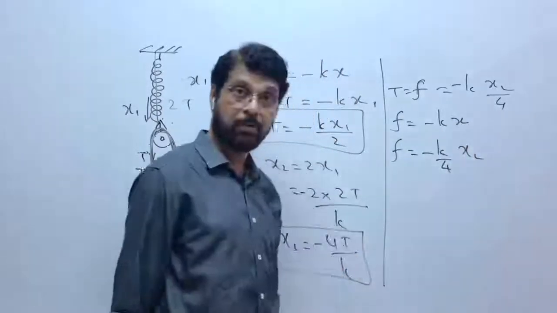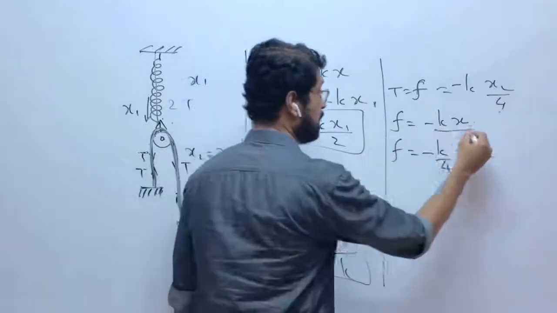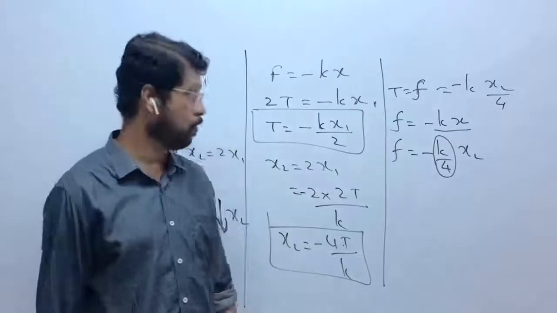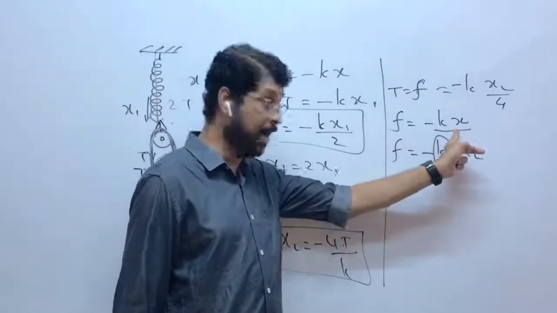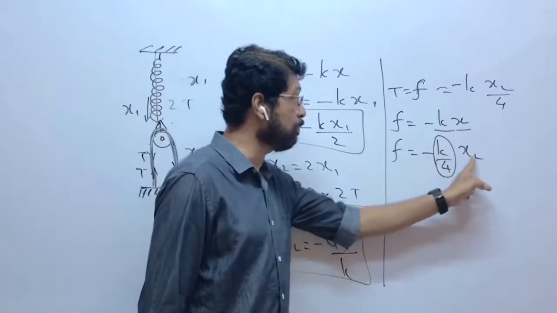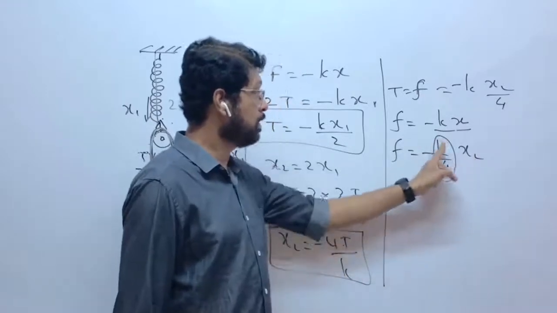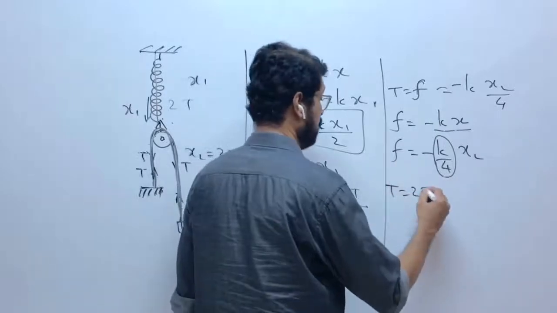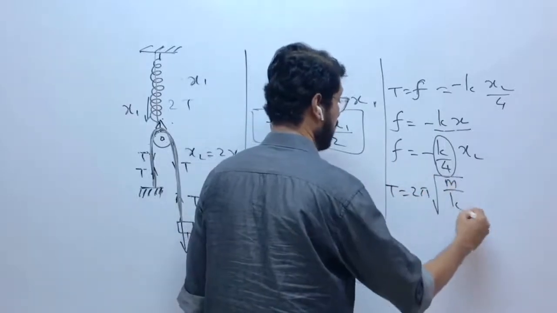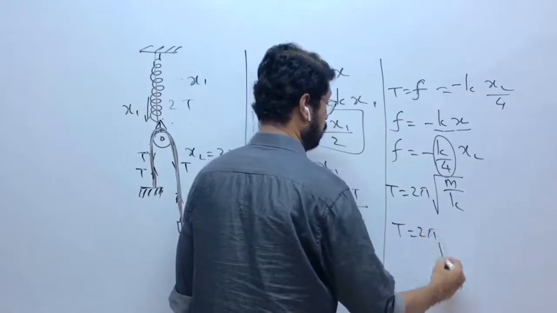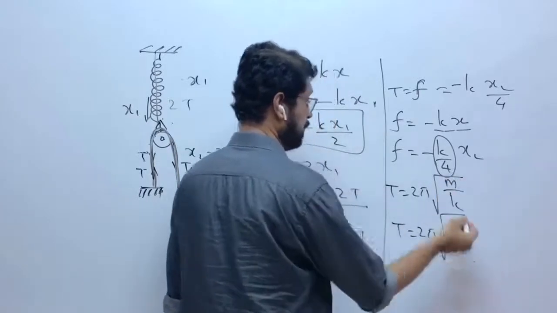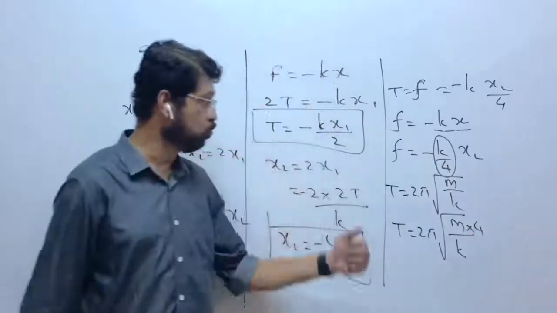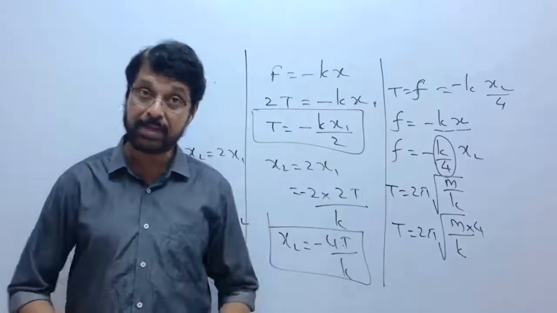kx. And here we got the restoring force as minus k by 4 into x2. Take the 4 to this side. F is minus kx, so what is k? k by 4. The original formula of F is minus kx. We got F is minus k by 4 into x2, meaning k is replaced by k by 4. So the periodic time T will be 2 pi under root m by k, and T is equal to 2 pi under root m by k, where k is replaced by k by 4. So it is 2 pi under root 4m by k.